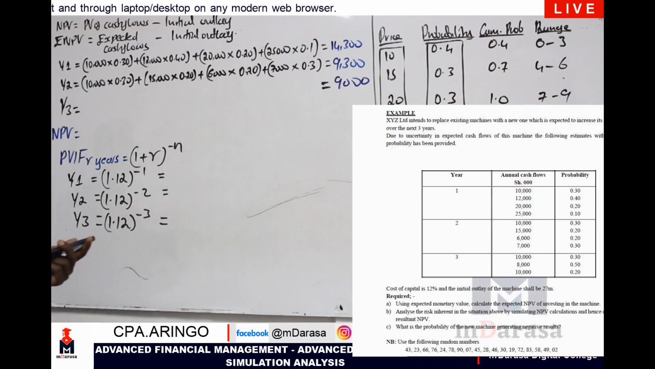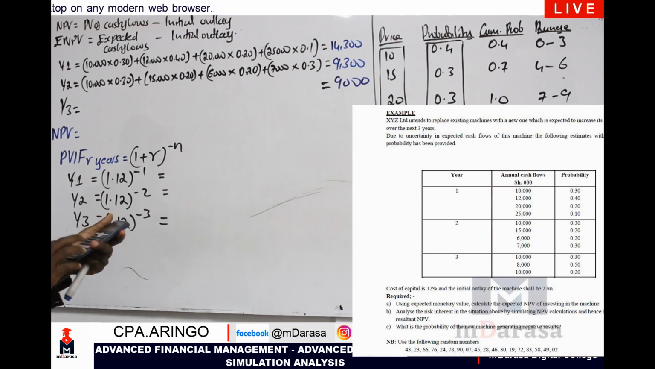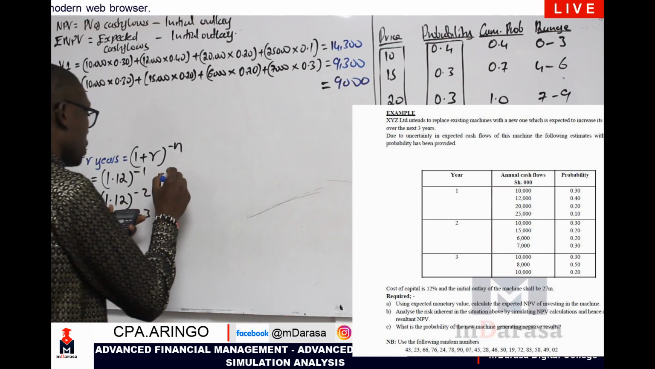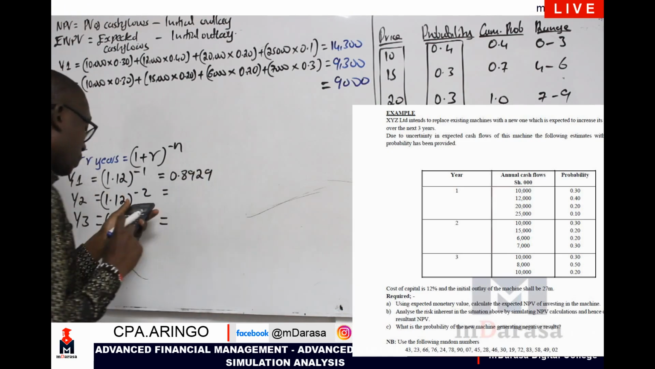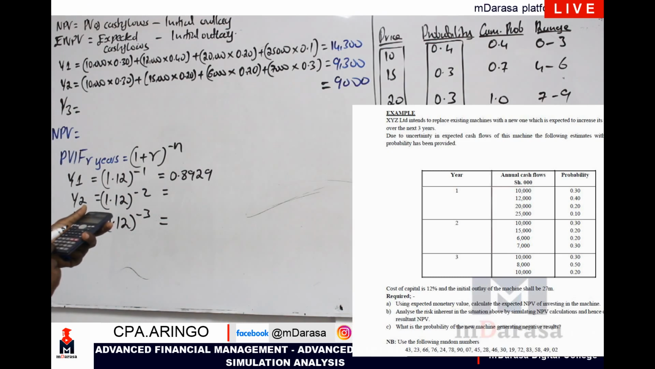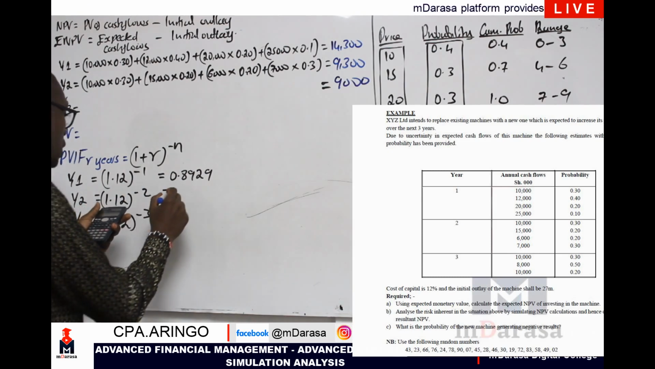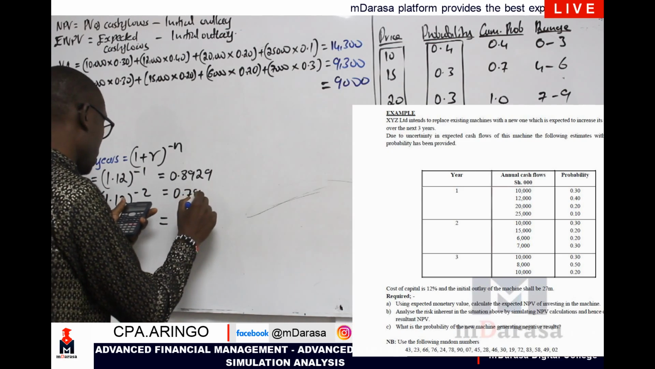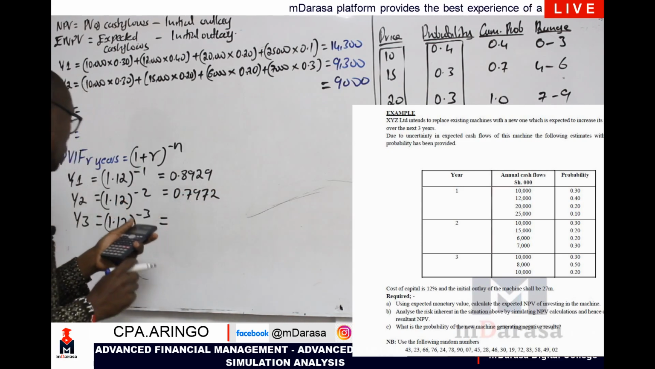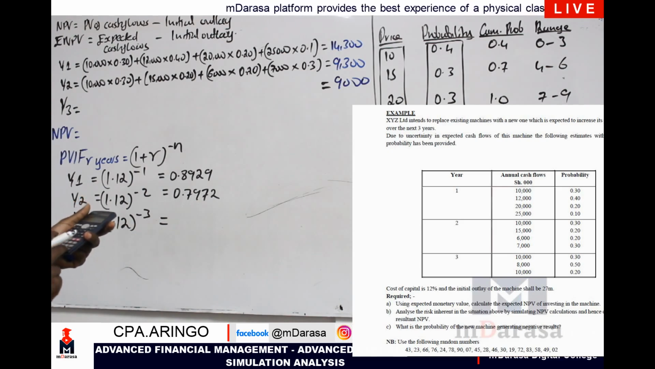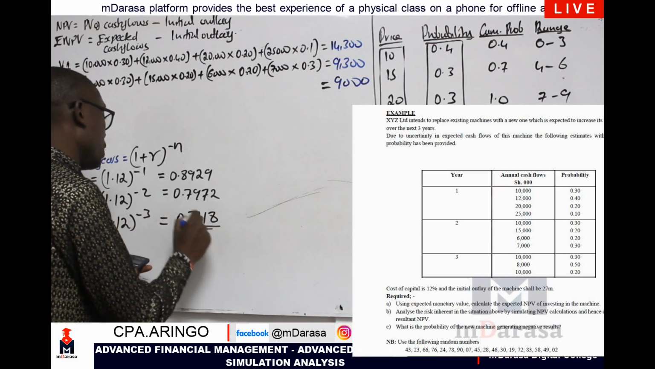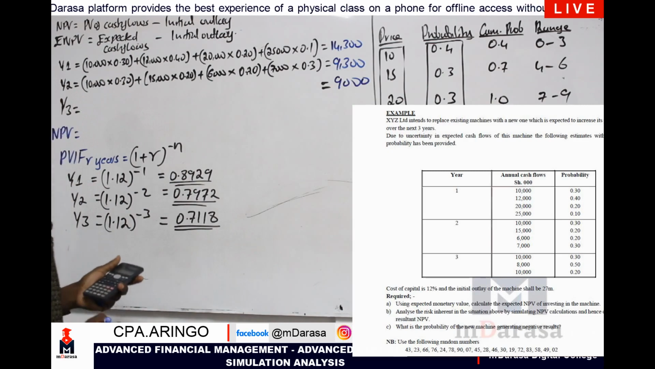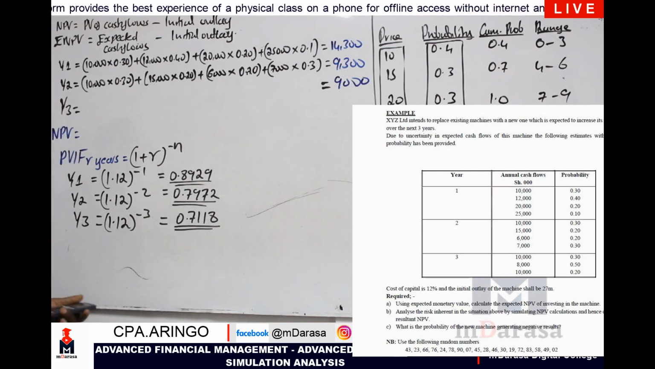So for year 1, I'm going to have 1.12 raised to power negative 1, which should give me a figure of 0.8929. Divided by 1.12 to give me 0.7972. That is for year 2. Year 3, divided by 1.12, which will give me 0.7118. So I've determined our present value interest factor for the 3 years.